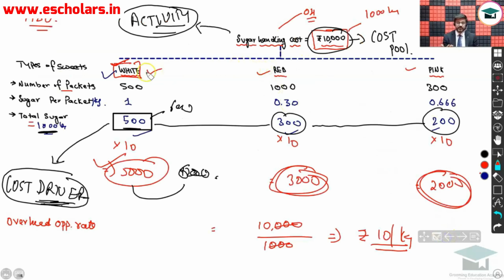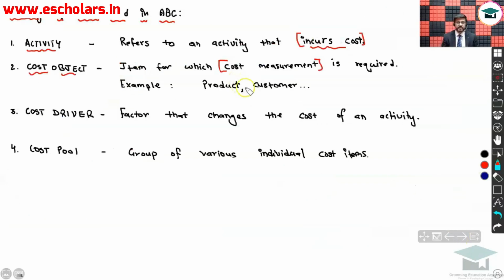Now in this example, whose cost we are measuring? Sir, we already know the cost of sugar handling, 10,000. So we are not measuring the sugar handling cost. We are measuring the cost of these products, white, red and pink. That is what is known as your cost object. Cost objects are generally items for which we measure the cost. It could be any product, it could be your customer also, for which you can calculate the cost.